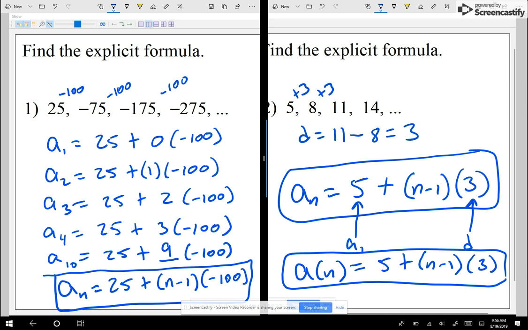So for question number 1, I would have done a, open parentheses, n, close parentheses, equals 25 plus n minus 1, and then inside parentheses, negative 100.